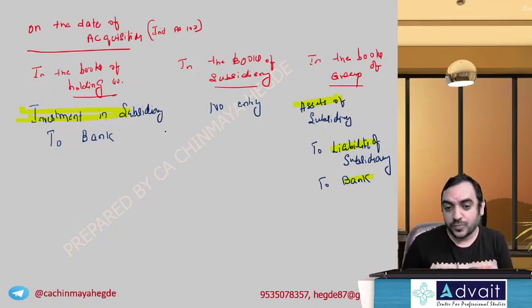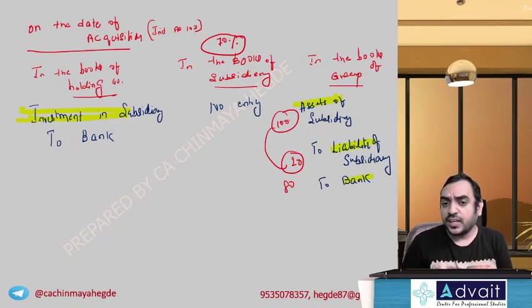Now, what should be the value of these assets and liabilities on the date of acquisition in the books of the group? One more thing will come. Suppose assets of the subsidiary company is let's say 100 rupees and liability is 20 rupees. So effectively 80 rupees, and you have acquired let's say 70%. Will you pay 80 rupees fully? You don't pay 80 rupees fully. You pay only 70% of it.